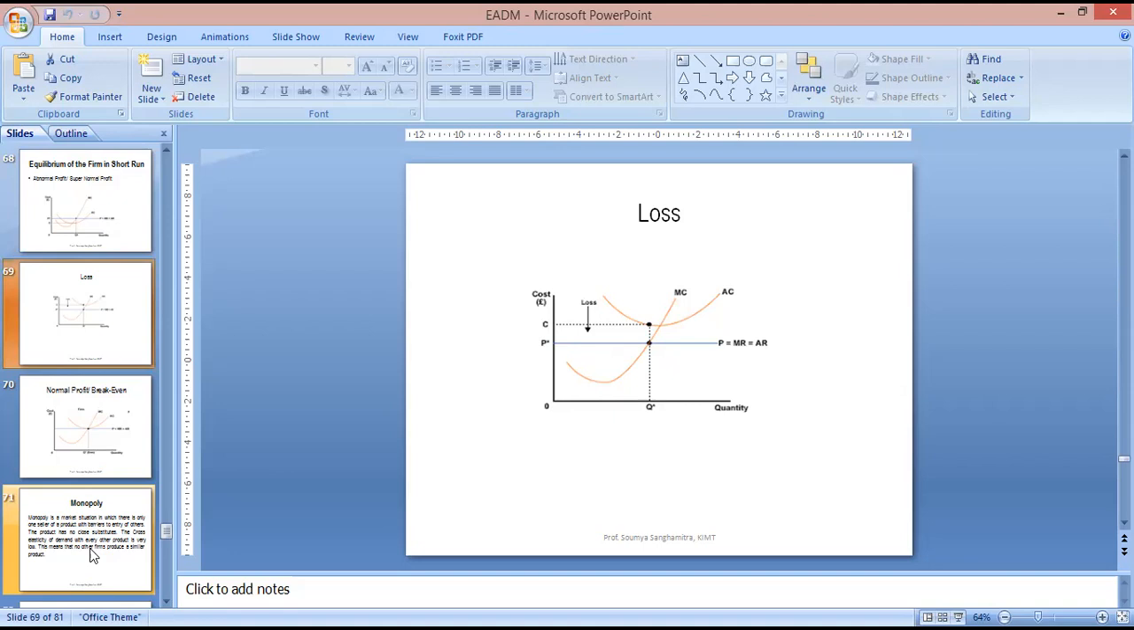Here is the equilibrium point in this figure. E is the equilibrium point, and AR is equal to EQ, AC is equal to BQ. Since BQ is less than EQ, the firm is earning BE per unit and the loss is CP1.